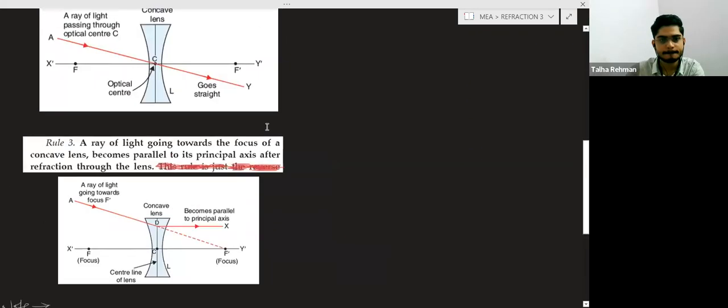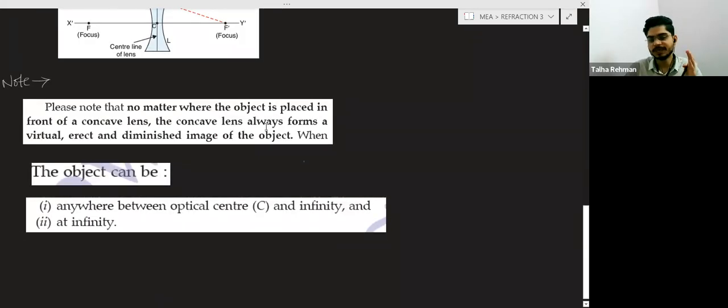So now we will place the object in front of the concave lens, and we will see how the image of that object will be formed. So first case, we will place the object between the optical center and infinity, and second case, we will place the object at infinity.